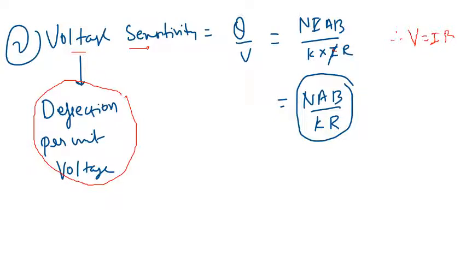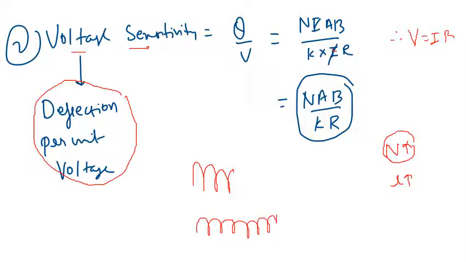Suppose someone asks you what will happen when the number of turns will increase. But remember, if the number of turns will increase, then length will increase, because suppose we have 3 turns and suppose we have 6 turns. So if we increase the number of turns, then length will increase, and if length will increase, then resistance will also increase. So if the number of turns is increased, then resistance will also increase, and both of these will negate their effect.